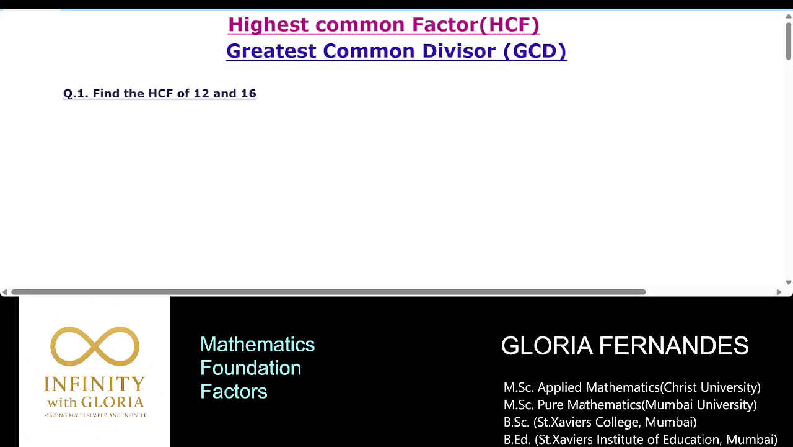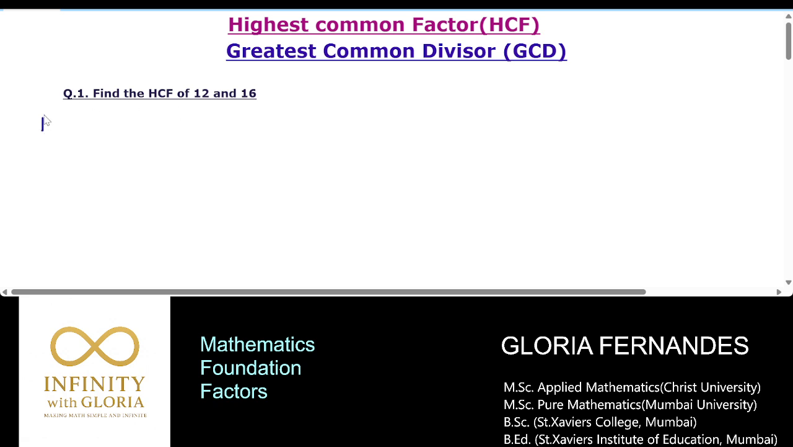Hello, in our last class we saw what is meant by factors. So today we will learn about the highest common factor. In other words, it can also be referred to as GCD, that is the greatest common divisor. So before going to that, let's revise what is meant by a factor.